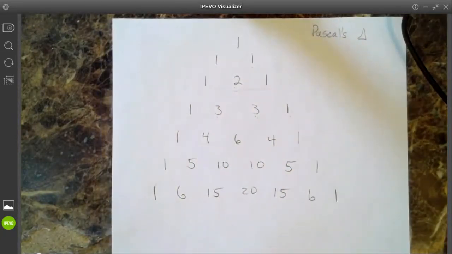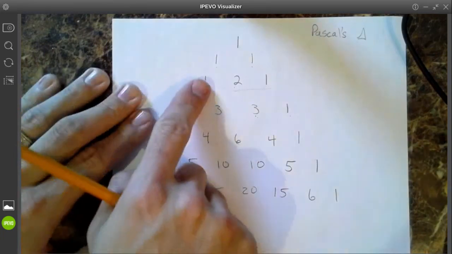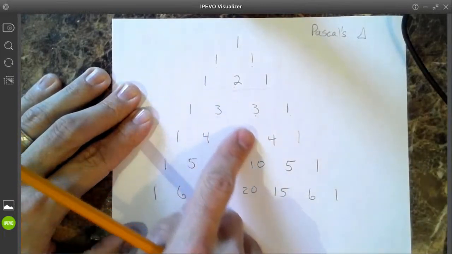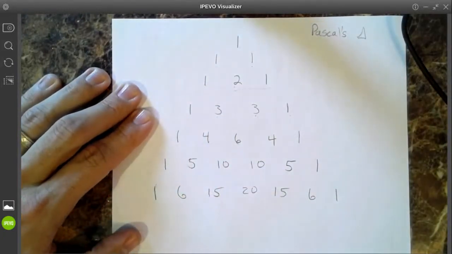Anyway, this triangle technically goes on forever. I mean, you could keep replicating this little pattern here. Now, we're going to be using it in the next videos to multiply out binomials. So I'll show you what that does. But right now, I just want to show you a couple of neat little things about it. So if you look at the diagonals here, 1, 2, 3, 4, 5, 6, this continues to give you all the counting numbers.